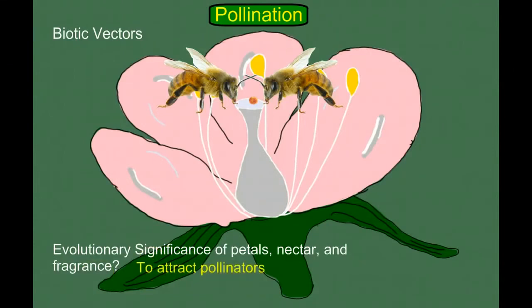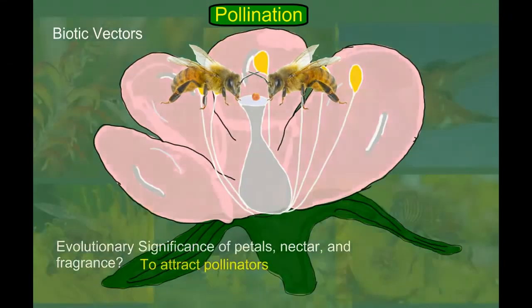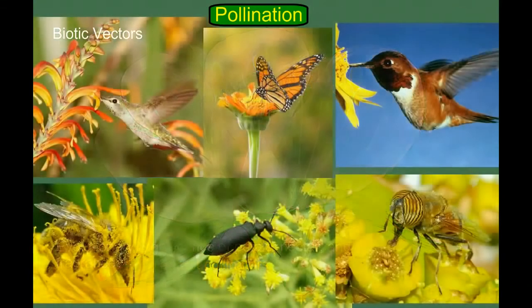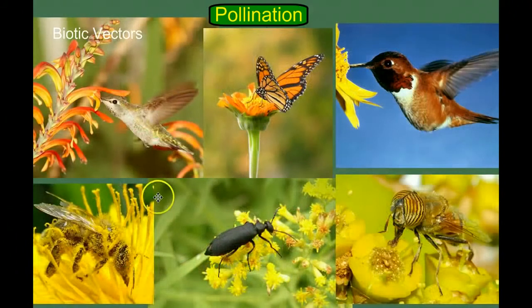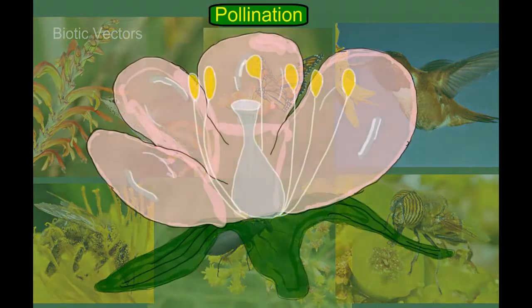To attract pollinators. Now think about how important pollinators are to angiosperms. In fact, there's been a coevolution of flowers and animals to ensure or aid this process of the plant providing some nutritional value to the animals, and the animals in turn moving the pollen from one flower to another to aid in reproduction.